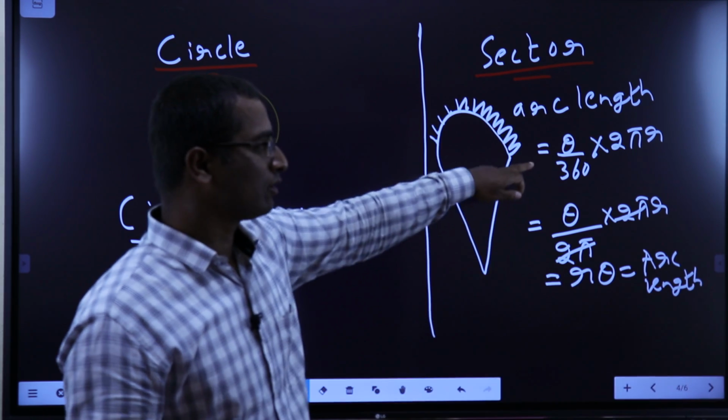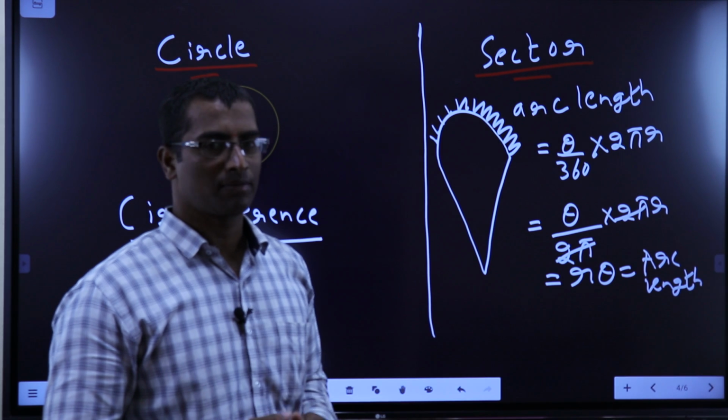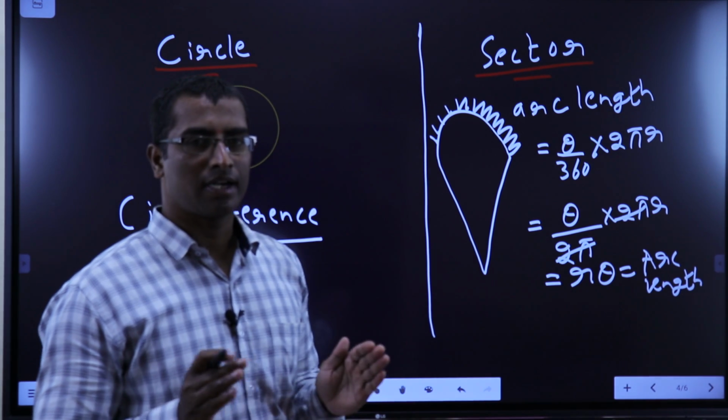Okay. We no longer go with theta by 360 into 2 pi r. We always go with r theta.